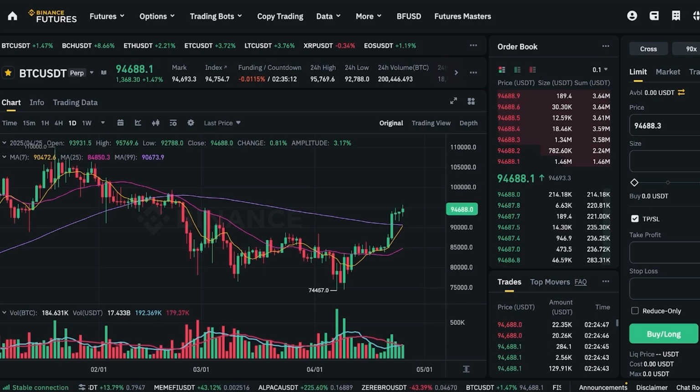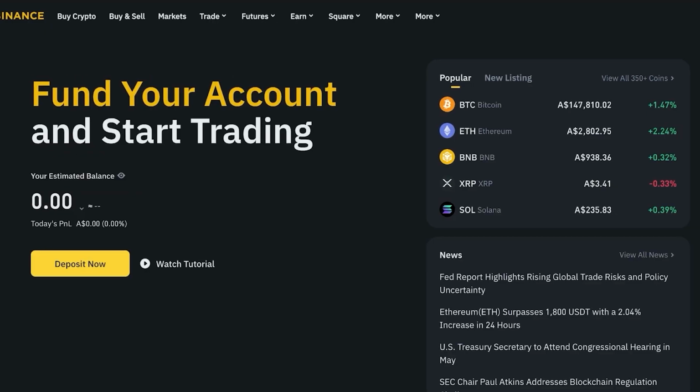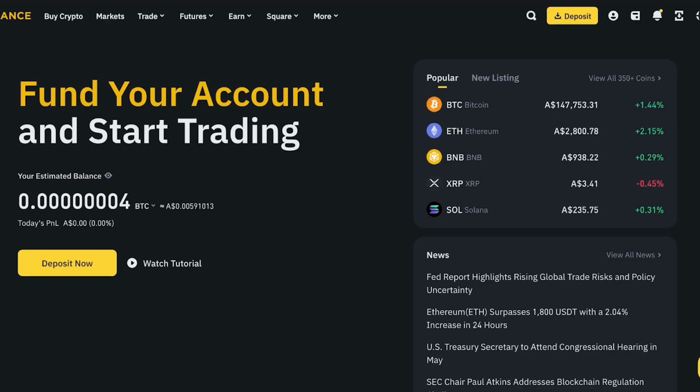Starting up, you're first going to need an account on Binance if you don't have one already. You're going to sign up and verify your account, whether it is your regular Binance account. If you haven't verified it, you're going to have to complete your verification. After that, you want to accept the futures terms, and then you need to fund your wallet.